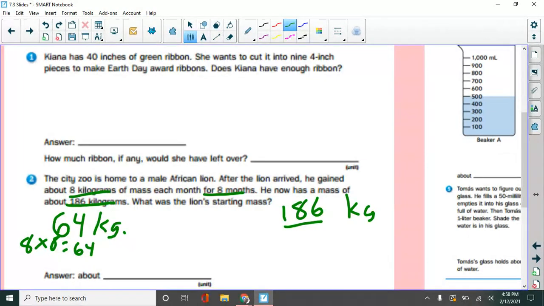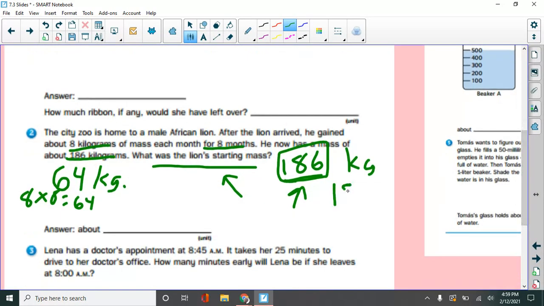And so this is what he was at the end, right? So our question is, what was the lion's starting mass? This is what he was at the end. So will our answer to this question be bigger or smaller than 186? It has to be smaller, right? He didn't lose weight. We want to know what he was when he started. To make our answer smaller, we need to subtract 186 minus 64. And once you do that problem, you will know what goes here.